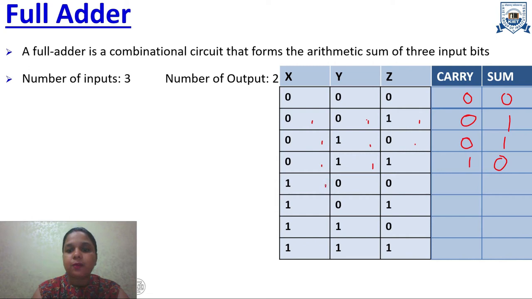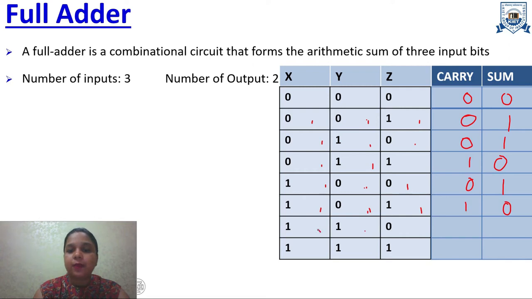Next 1 plus 0 is 1 and 1 plus 0 is 1. So the sum will be 1 and carry will be 0. Next 1 plus 0 is 1 and 1 plus 1 is 2. And the digital value for 2 is 1 0, where 0 is sum and carry is 1.